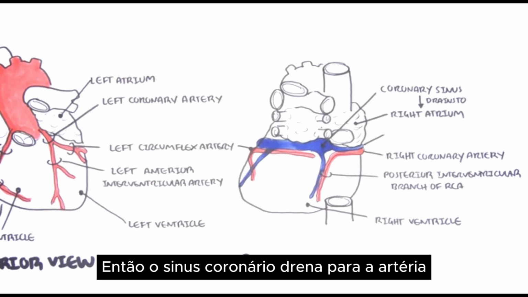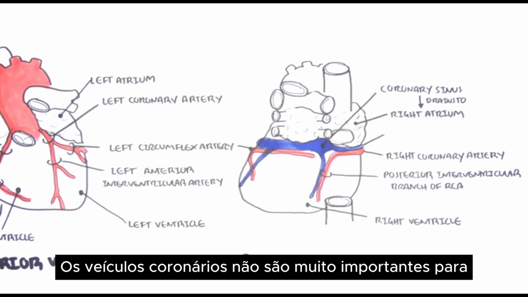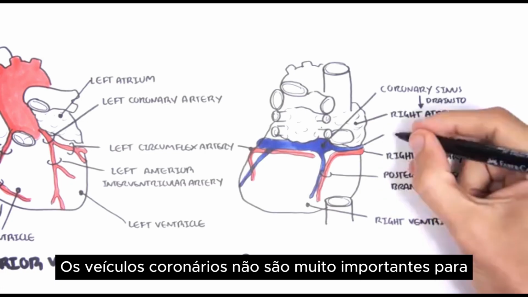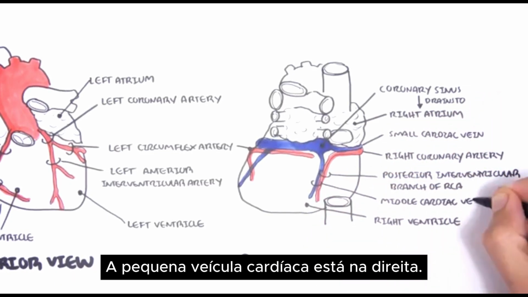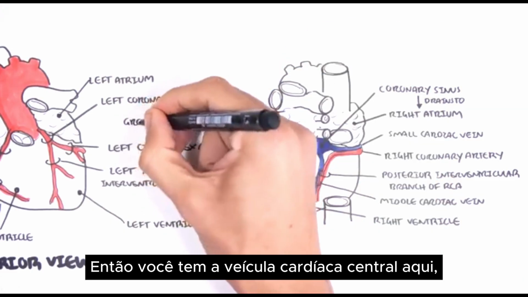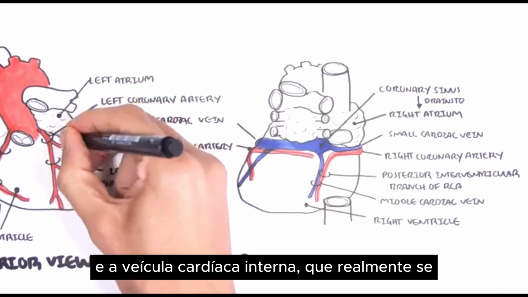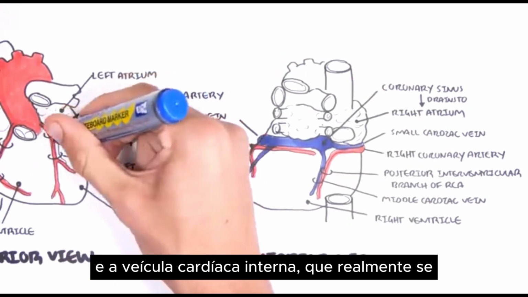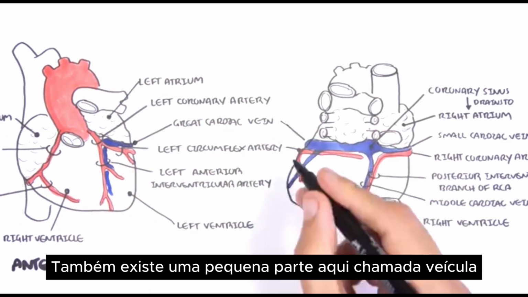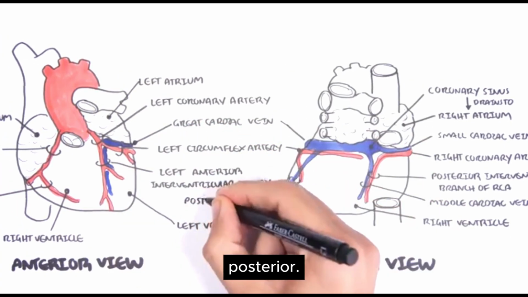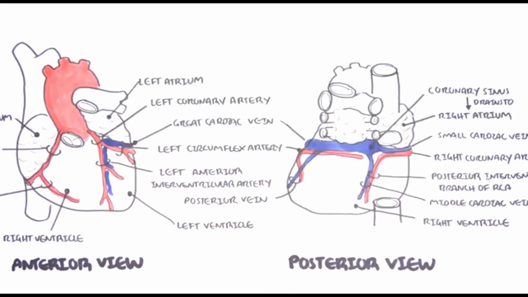The coronary veins are not very important to remember, but it's easy. The small cardiac vein is on the right side, then you have the middle cardiac vein here, and your great cardiac vein, which actually wraps around to the left anterior part of the heart. There's also a small branch here called the posterior vein. So that was the anterior view and the posterior view of the coronary vessels.